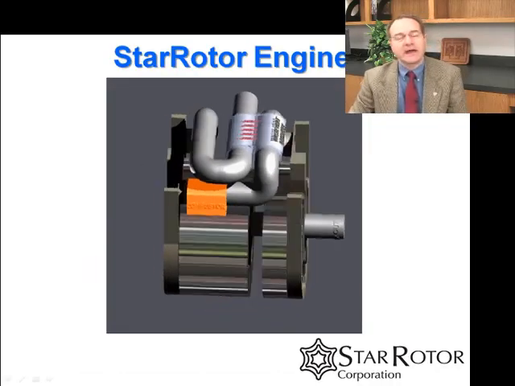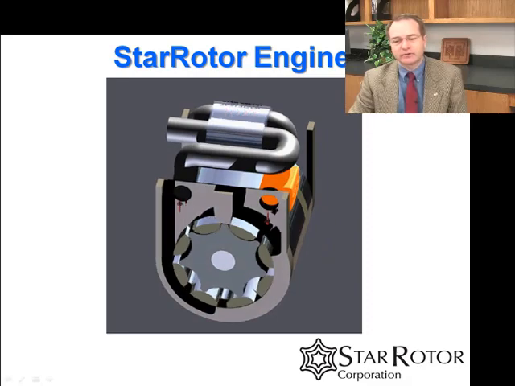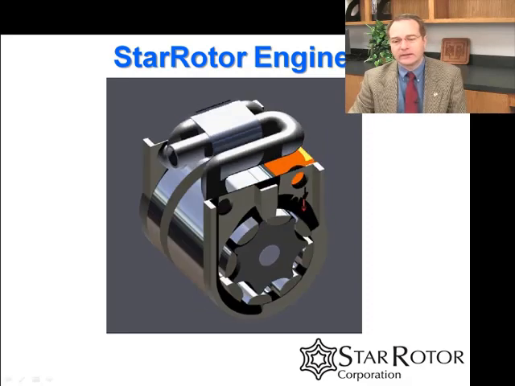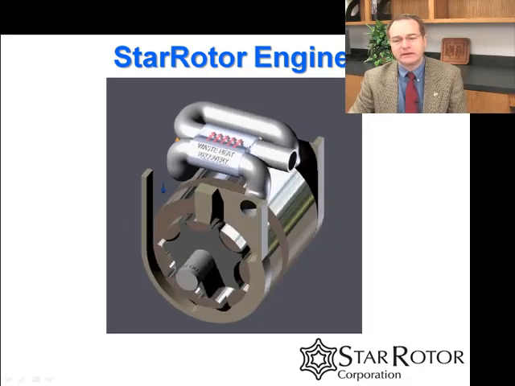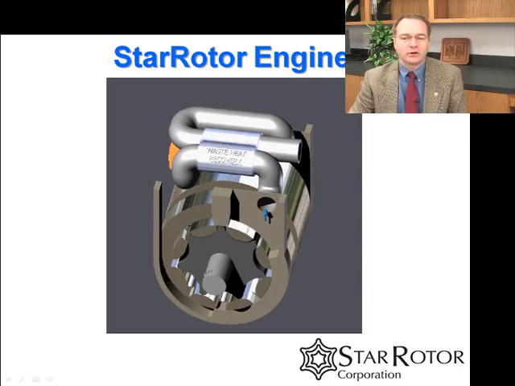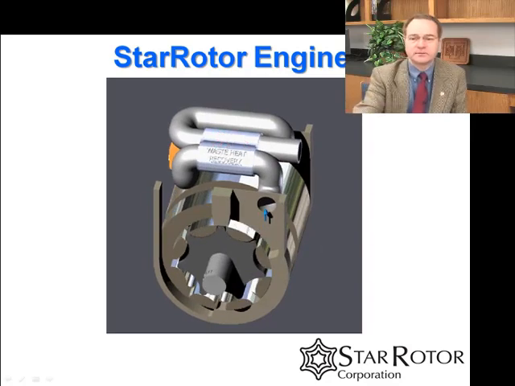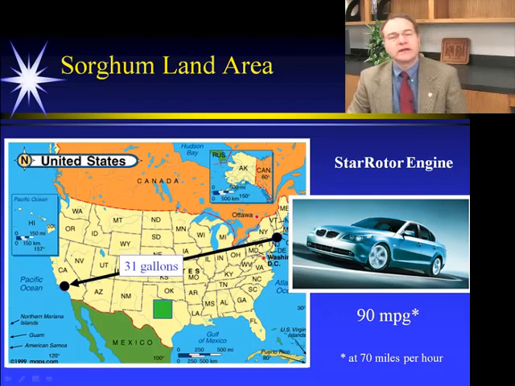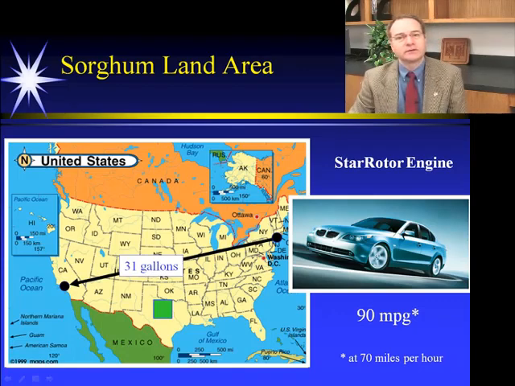So this is how it packages. It's on a common shaft, both the compressor and the expander. And then you can see at the top is the heat exchanger, and that orange box is a representation of the combustor. So if we take a star rotor engine and put it into a conventional automobile, we would get about 3 times the fuel economy. So now we're talking about roughly 90 miles per gallon, and our cross-country trip from New York to Los Angeles would take about 31 gallons of gasoline. And you see that the land area shrinks by a factor of 3.